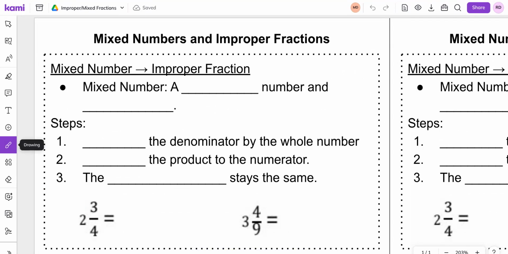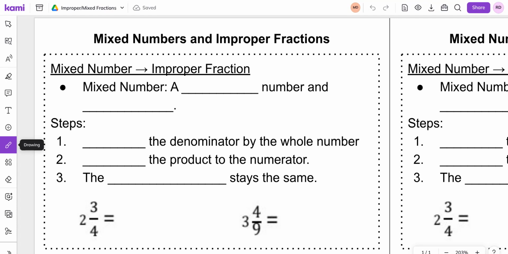Today we're going to review turning a mixed number into an improper fraction and an improper fraction into a mixed number. This is a skill you should have worked on in 5th grade, so this is a review, and so we're going to spend some time relearning and then practicing and going from there.